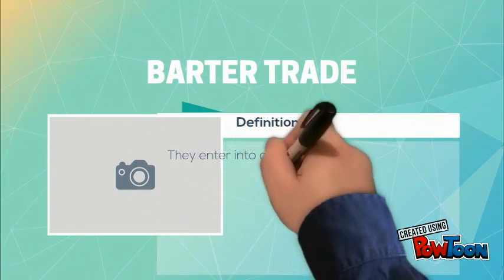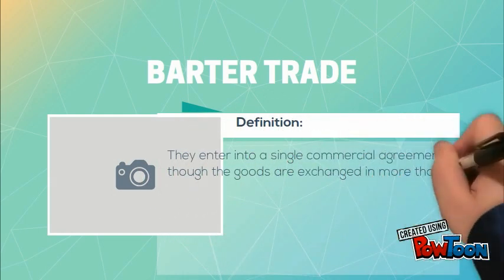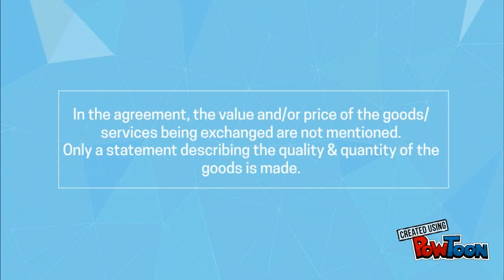In addition, they also enter into a single commercial agreement even though the goods are exchanged in more than one way. In the agreement, the value or price of the good or services being exchanged are not being mentioned, only a statement describing the quality and also the quantity of the good is made.